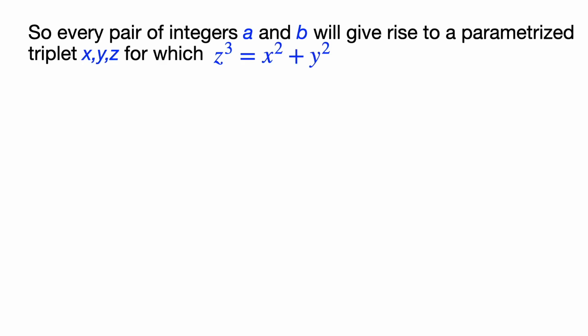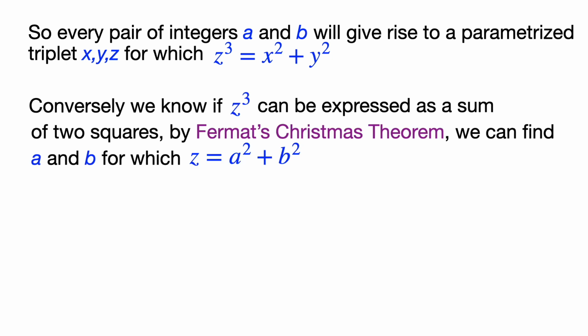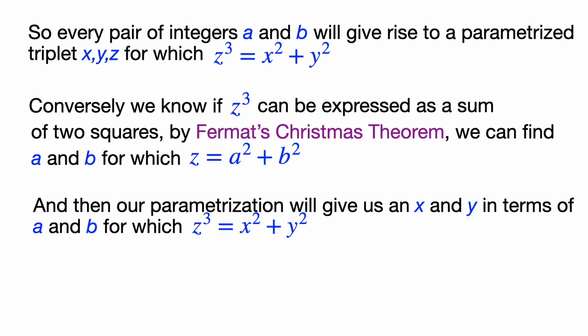So every pair of integers a and b will give rise to a parametrized triplet, x, y, and z, for which z cubed is x squared plus y squared. And then conversely, if we know z cubed can be expressed as a sum of two squares, by Fermat's Christmas theorem, we can find an a and b for which z is a squared plus b squared. And then we showed our parameterization will give us an x and y in terms of a and b, for which z cubed is x squared plus y squared.